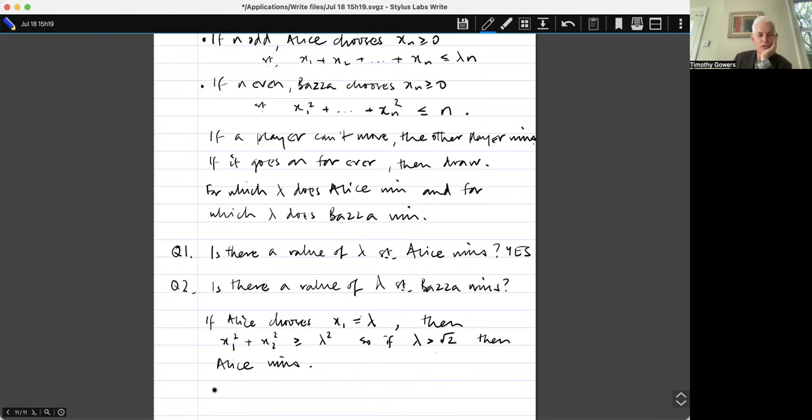So the question that is morally similar to the question I was asking before is then what if lambda equals root 2?